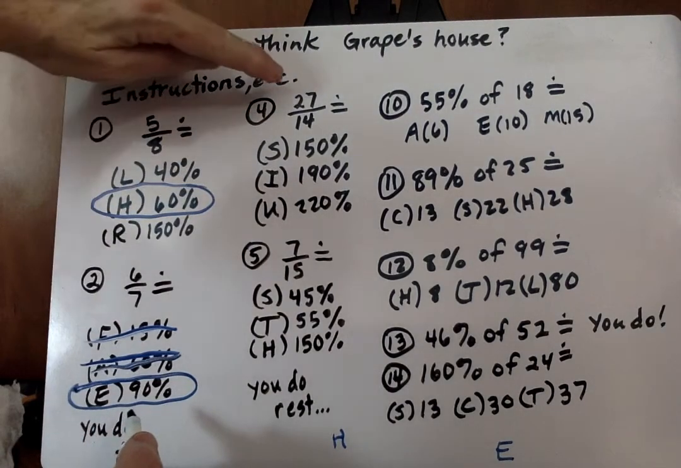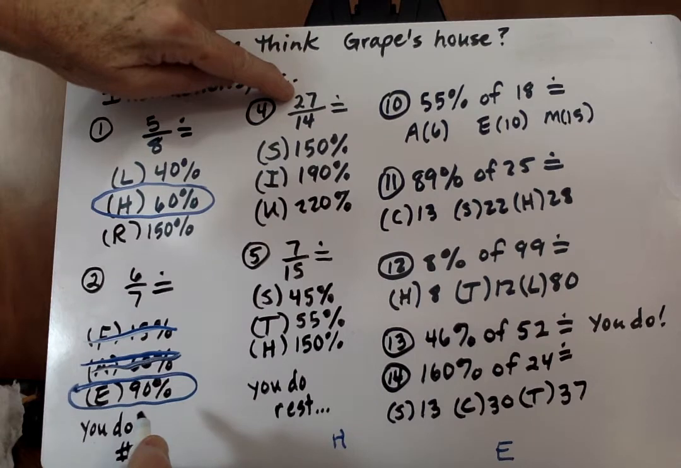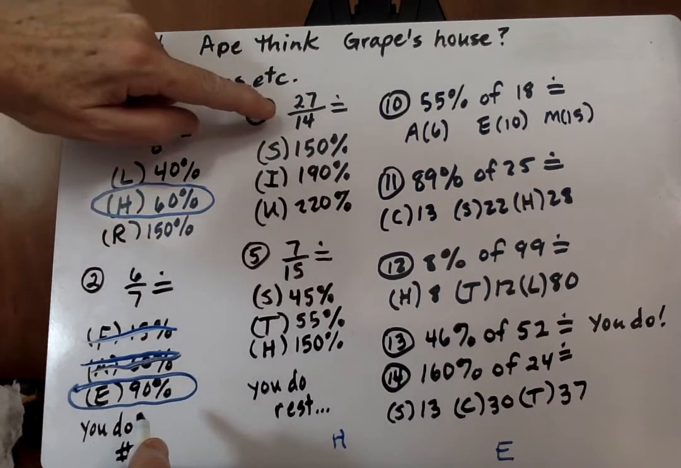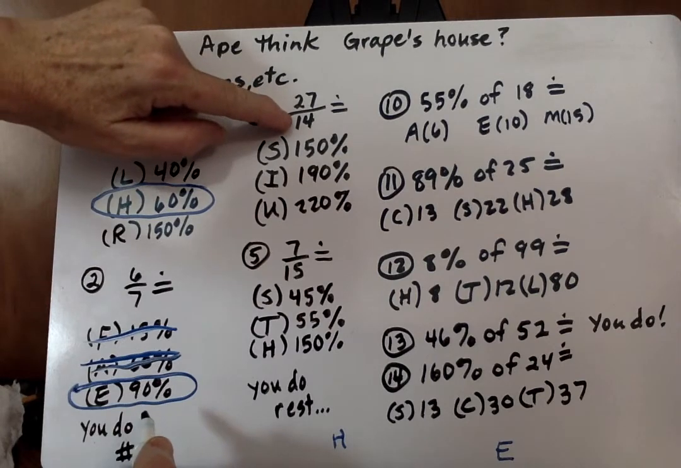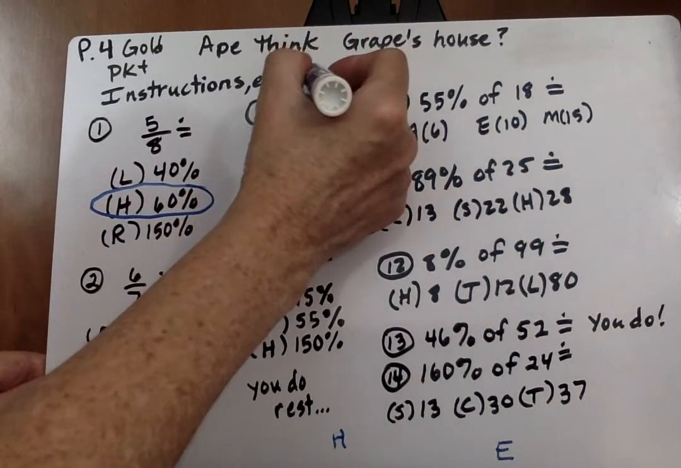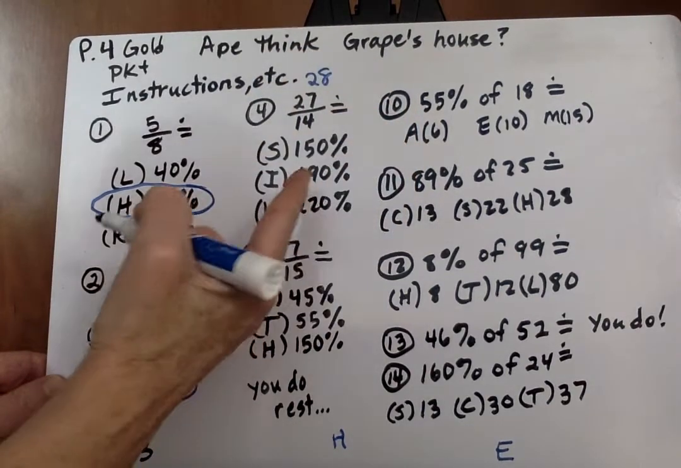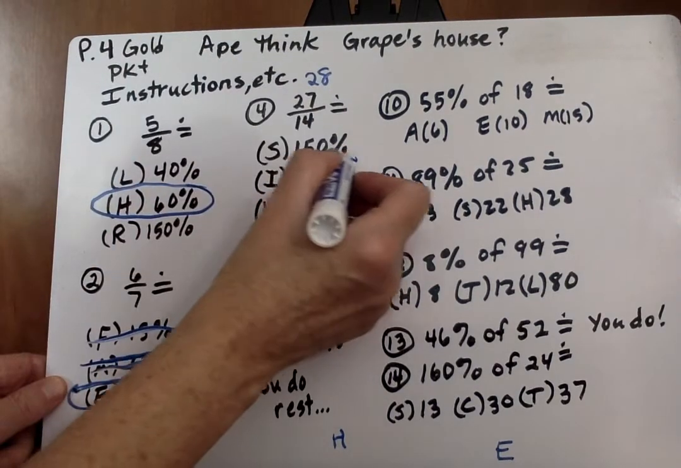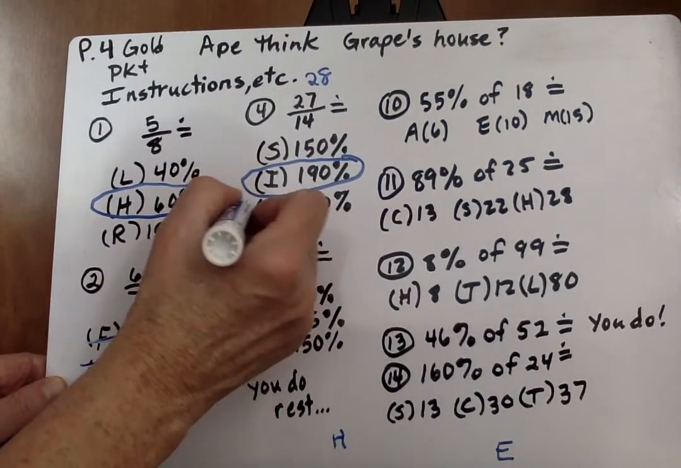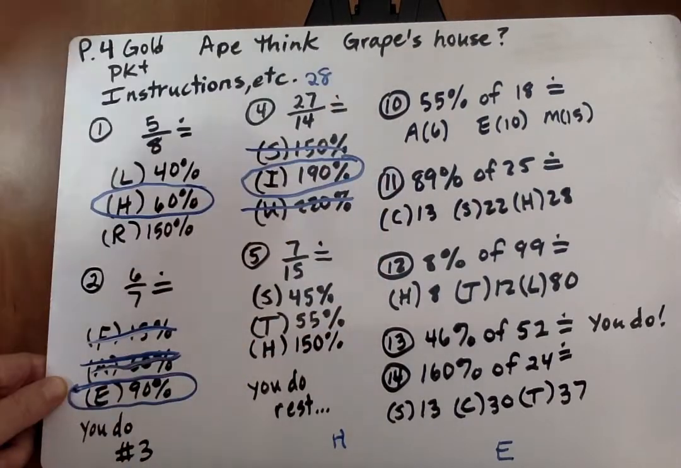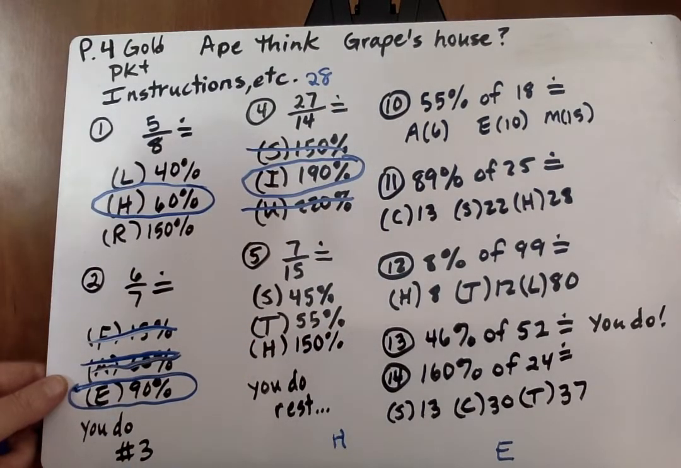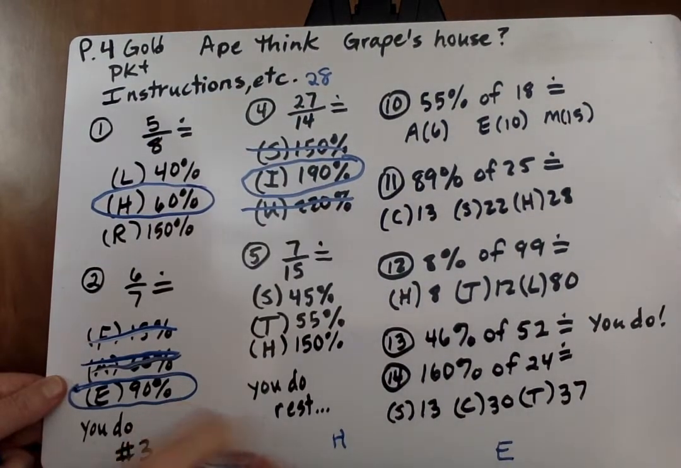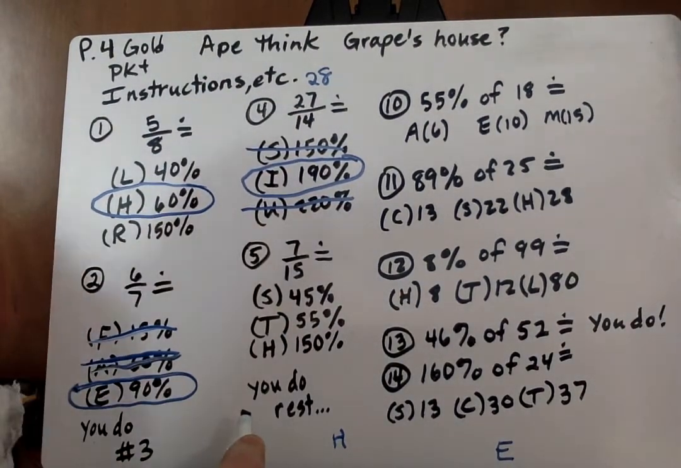27 over 14. See how this number is quite a bit higher than this number. It has to be over 100%. Okay. Now, if I double 14, I get to 28. If I have 28 over 14, that's going to be 200%. So 27 is close to 28, so this has to be 190%. This one's too high, and that one's too low. Okay. Next, you can put 4I down at the bottom wherever 4 is. I'm going to go on with how to do the rest.